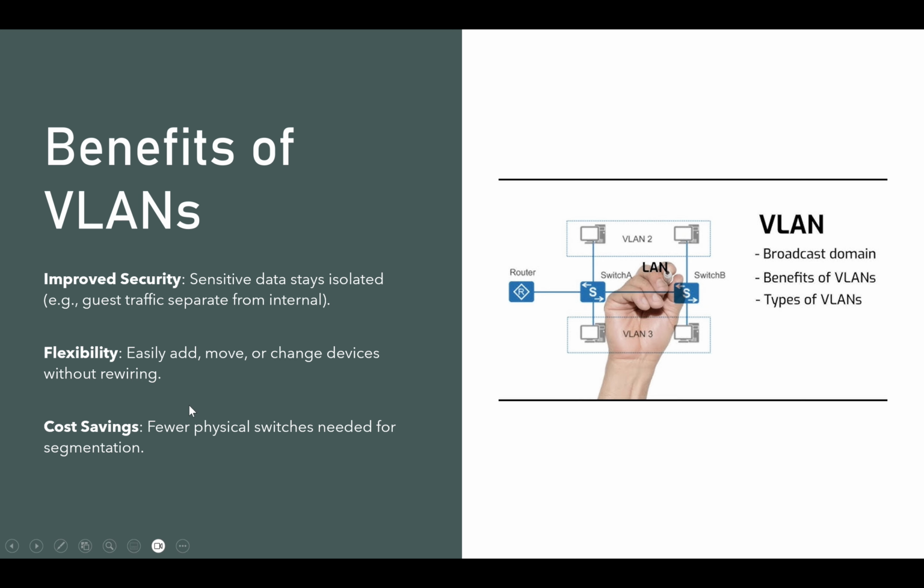Flexibility: it's easy to add, move, or change devices without rewiring, so you can change VLANs pretty easily on the ports. So let's say a finance user decides to move offices and somebody else sits in that office, it's not that much work to just replace the access VLAN on that port. It saves money. You get to use fewer physical switches for segmentation because you can just use logical VLAN segmentation.